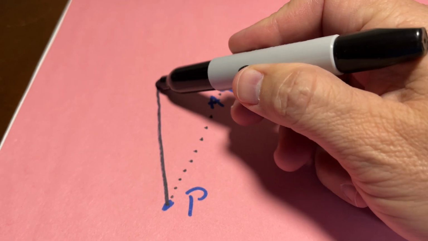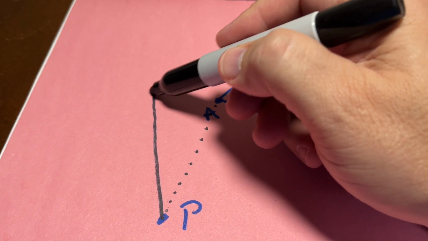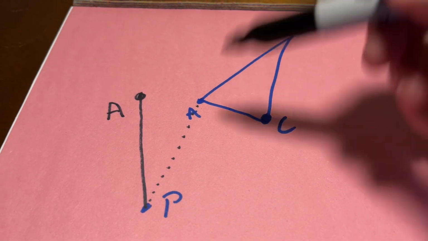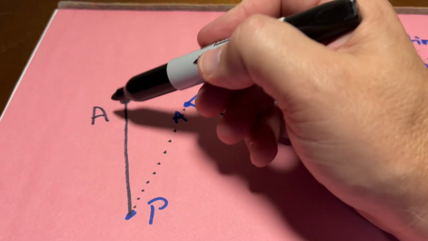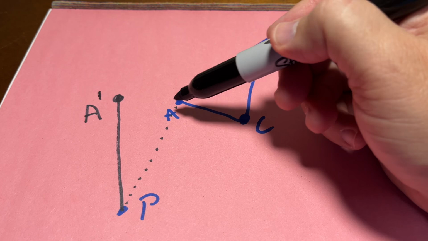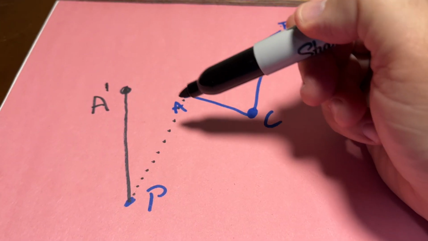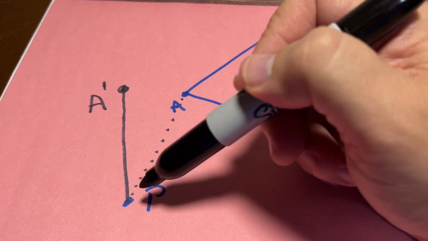So just approximation. Now we do some of these where it's on a grid and we actually have to count and get the ordered pairs just right. But I'm just approximating where this image point for A will be. And it's going to be about 30 degrees rotated that way, counterclockwise, from point P.